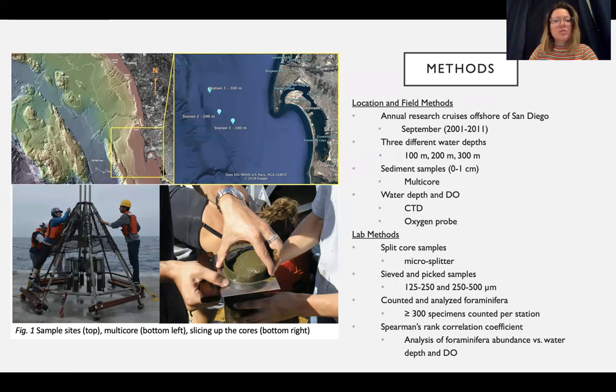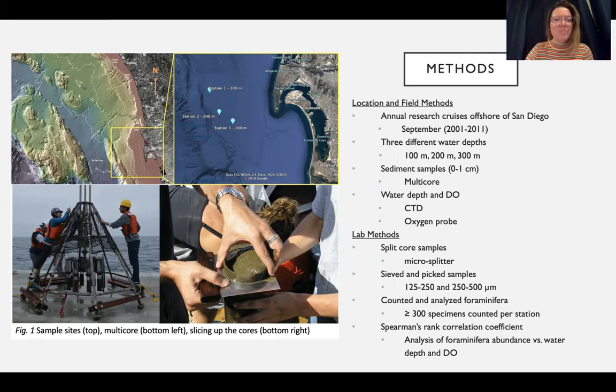The sediment was retrieved using a multicorer, and the top 1 centimeter was sliced off for foraminiferal analysis in the lab, and water depth and dissolved oxygen were also measured using CTD equipment as well as an oxygen probe. Back in the lab, the sediment samples were split and sieved and picked for foraminifera, which we then split into 2 various size fractions. We also counted at least 300 specimens per station to ensure that we have a good representation of the community composition in that area.